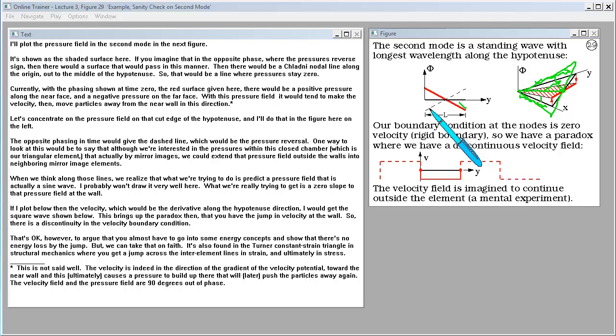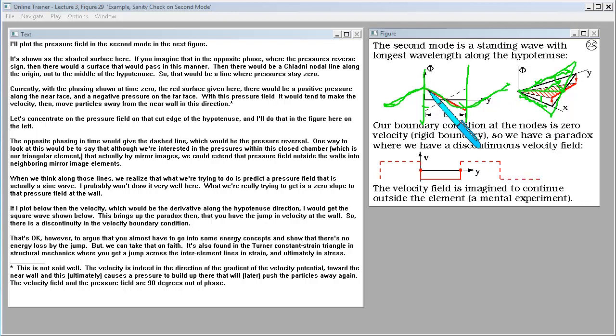One way to look at this would be to say that although we're interested in the pressures within this closed chamber, which is our triangular element, actually, by mirror images, we could extend that pressure field outside the walls into neighboring mirror image elements. When we think along those lines, we realize that what we're trying to do is predict a pressure field that's actually a sine wave. I probably won't draw it very well here. And what we're really trying to get is a zero slope to that pressure field at the wall.